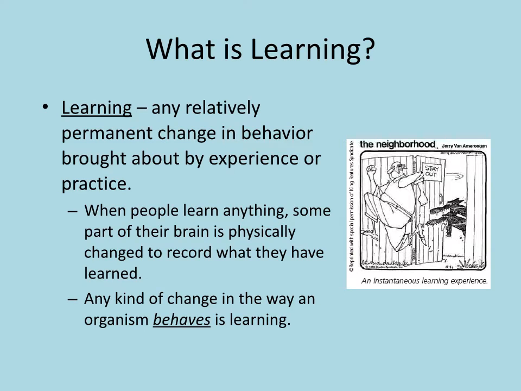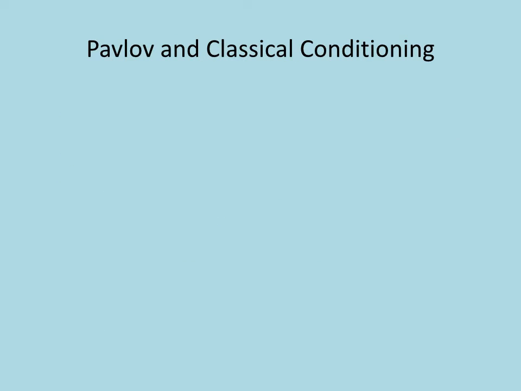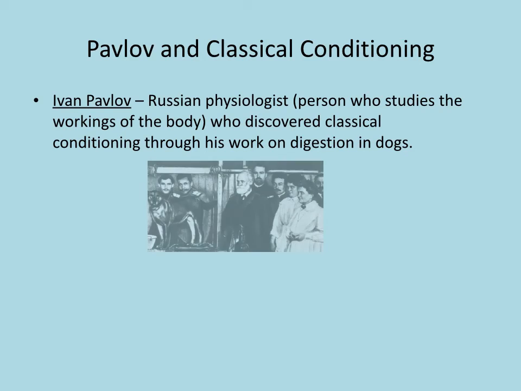It is any relatively permanent change in behavior brought about by experience or practice. So anytime you've sat in a classroom, of course, that's learning. Anytime you have made friends and you've negotiated conversations, you've learned what to say, what not to say. That's also kind of learning. It's anything that changes your behavior in any way. So it's not always formalized like it is in classrooms. It's personal relationships. It's learning how to get dressed. It's everything. So the first type of conditioning that we're going to study is classical conditioning.